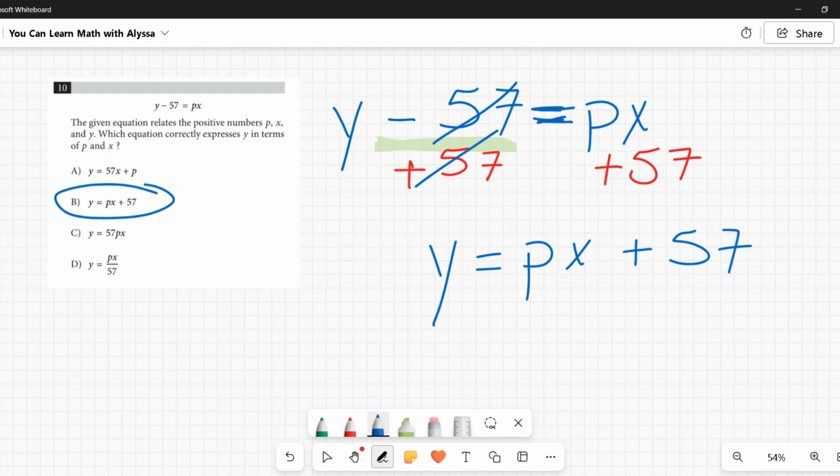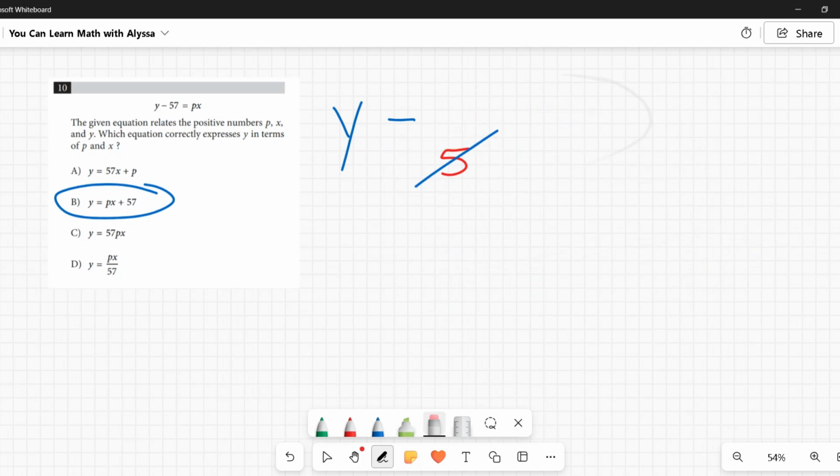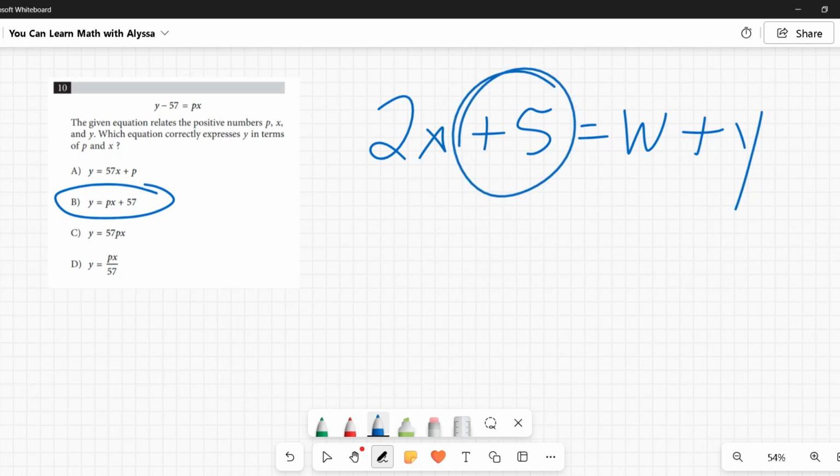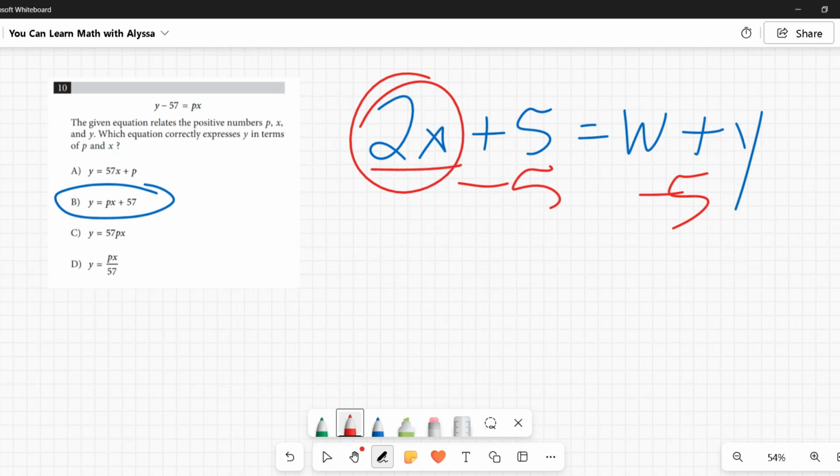It is very common for these kind of problems to include more than one step. It just is. This is unusual in that it only has a single step. An example of a 2-step problem would be 2x plus 5 equals, let's say, w plus y. Solve for x, or express x in terms of w and y. And here you would have to get rid of that 5 by subtracting 5 from both sides. And after you did that, you'd just have the 2x on the left. You would need to divide everything by 2 to isolate it.